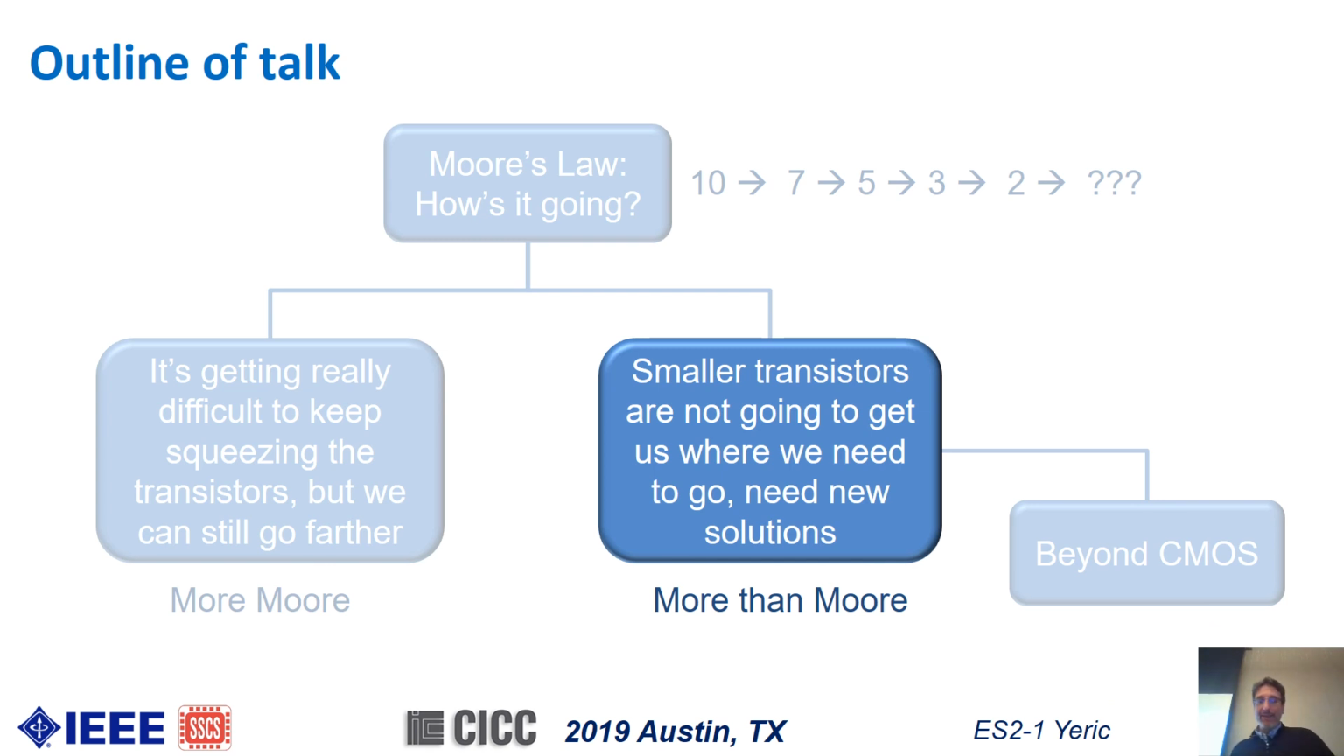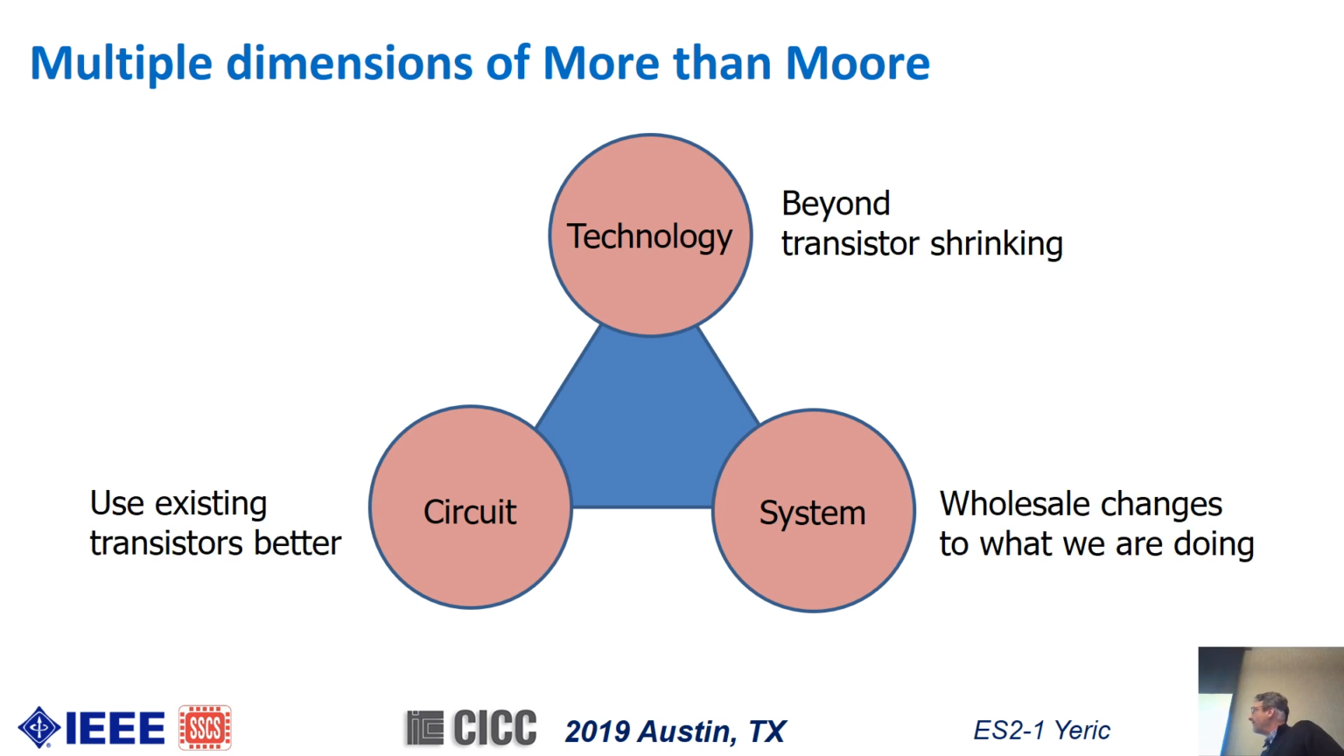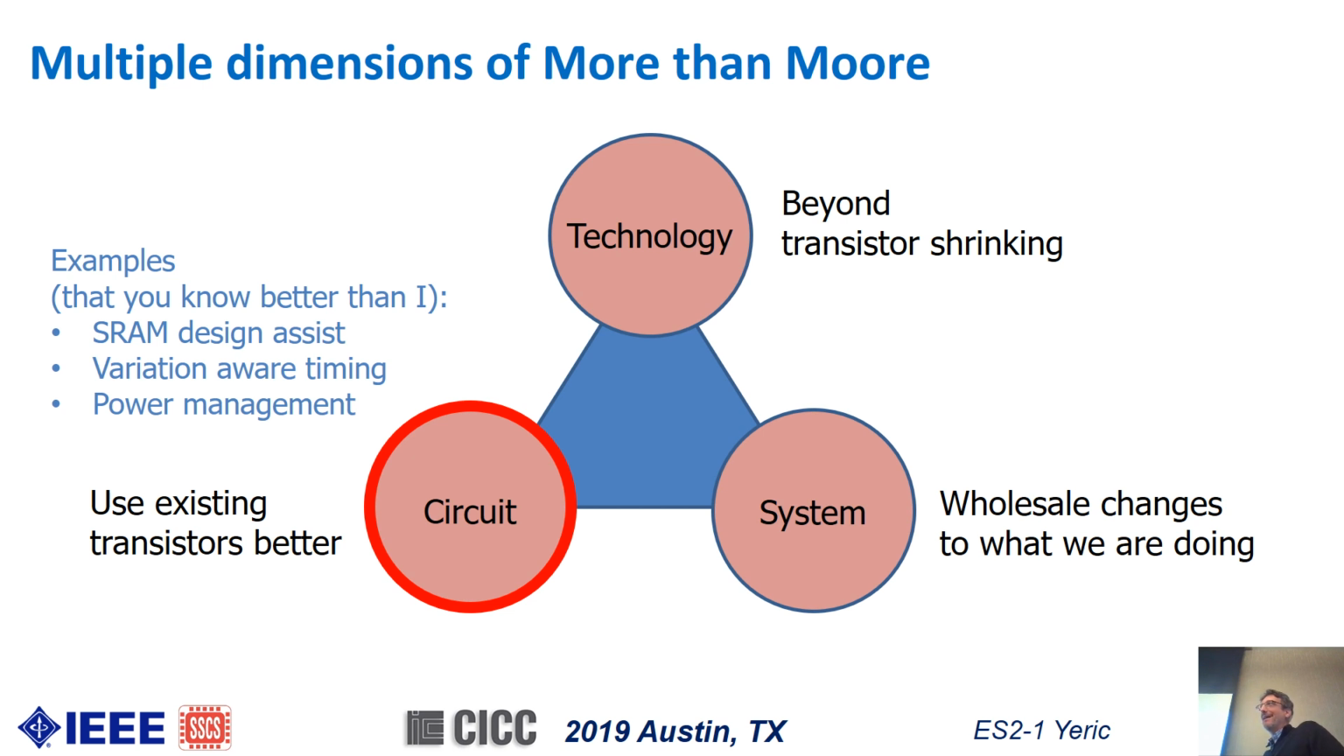So that gets me to the other topic, which is more than Moore. So if we're not happy with Moore's Law, what can we do that's outside of the transistor shrinking, getting circuits to a better paradigm? And that's all the stuff that can happen in more than Moore. So I'm going to break it down into 3 pieces. There's things you can do technology-wise, there's things you can do circuit-wise, and there's things you can do at the system level.